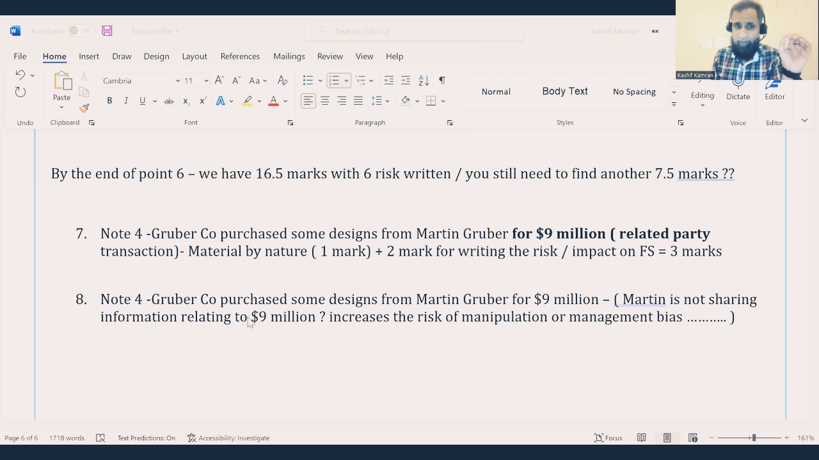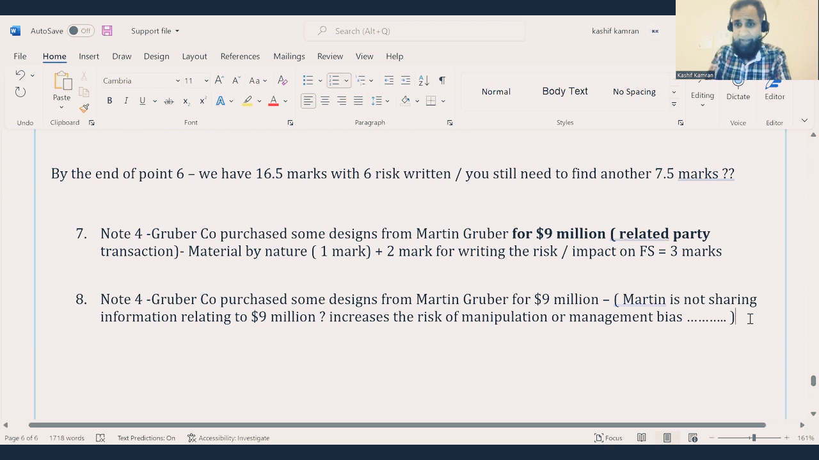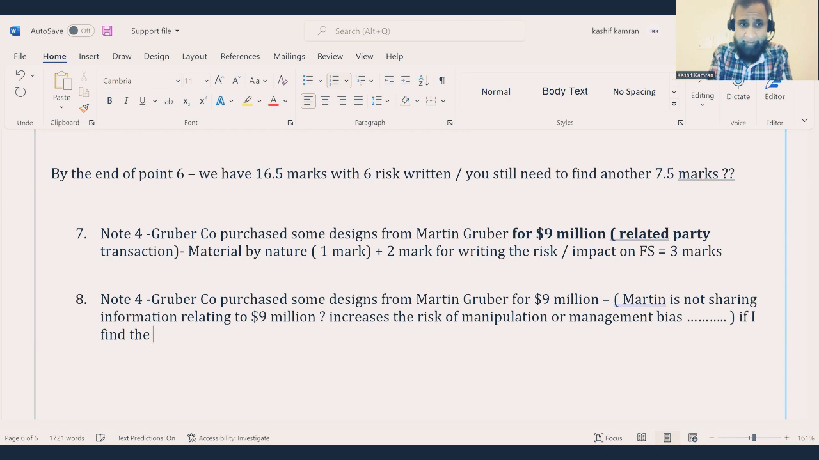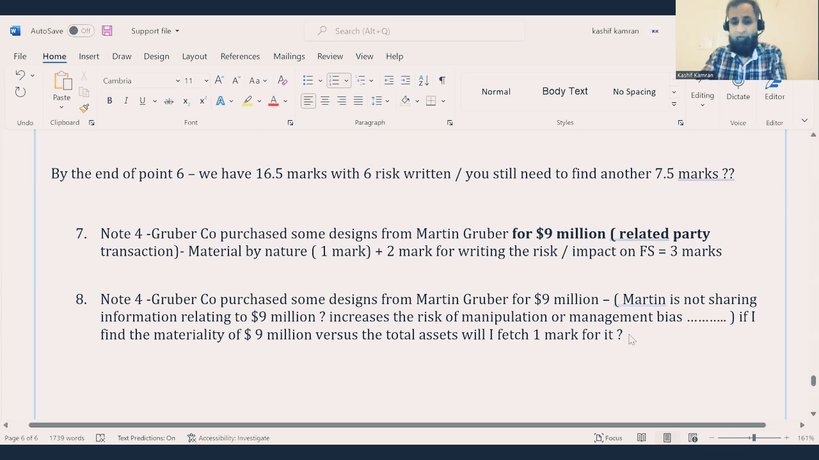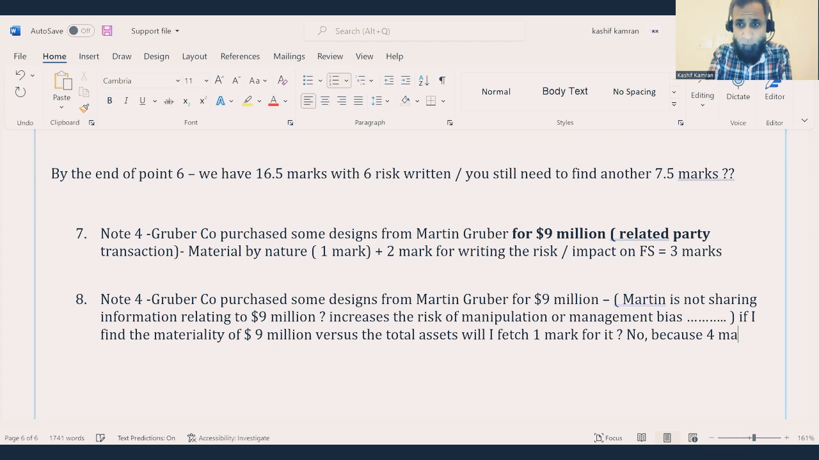Grubber purchased some designs from Martin, $9 million. Martin is not sharing information relating to the $9 million. If I find the materiality of $9 million versus the total assets, because it's an intangible asset, will I fetch 1 mark for it? No, because the 4 marks for materiality are already exhausted.